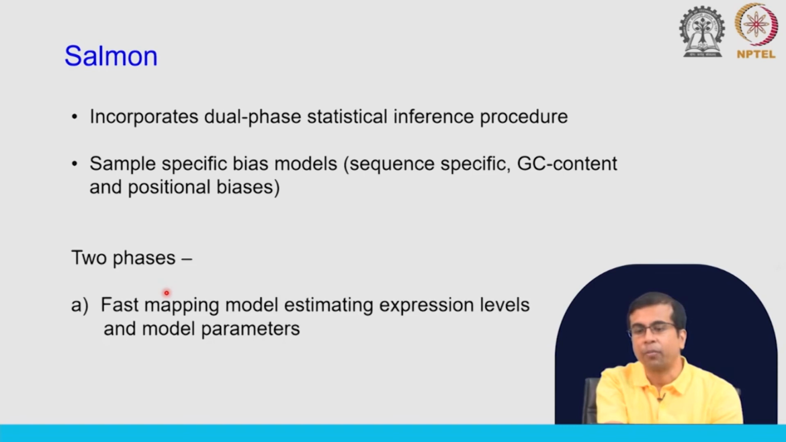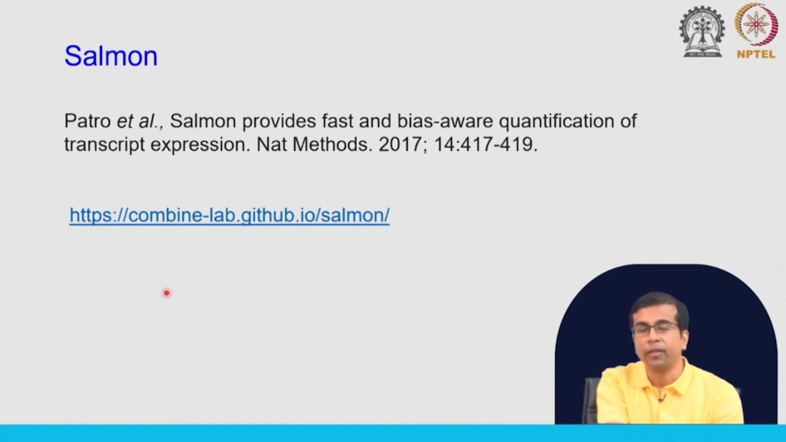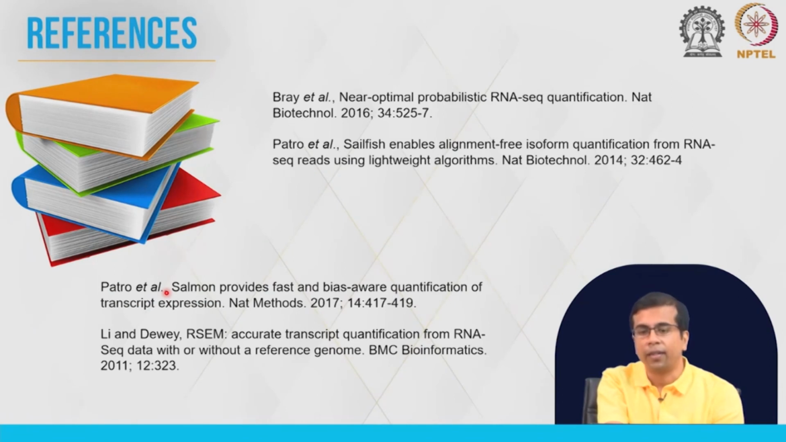So, one is the fast mapping model that actually estimates expression levels and model parameters. It is a model-based estimation of the abundance, and then after the estimation it refines these expression estimates. So, using these two steps. Here is the reference for Salmon, and you can have a look into the original paper, and you also have the tool available for download from this link, and you can explore and learn a lot more about these methods. So, here are the references that we have used for this class.